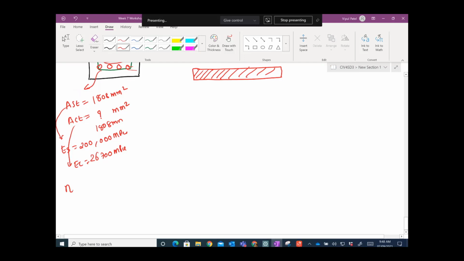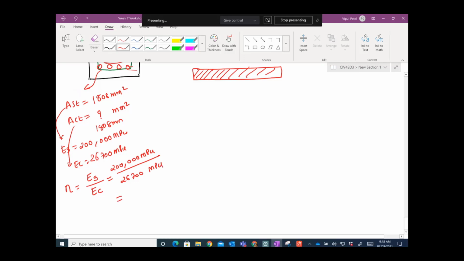So that's why we calculate the modular ratio. The modular ratio is denoted by small n, and it is based on the Young modulus of the two materials. Take the big Young modulus over the low Young modulus of the materials. That's how you calculate the modular ratio. Let's say this is 200,000 megapascals over 26,700 megapascals.